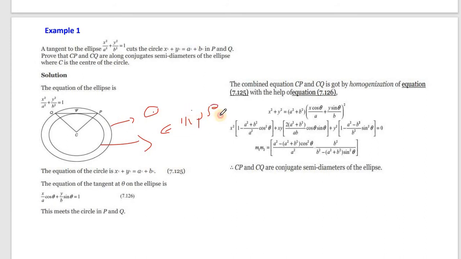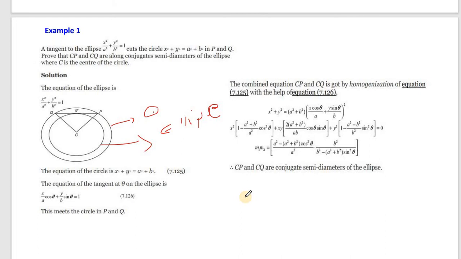By reading the question again and again, you will know what is what, and the diagram will come out correctly. So the equation of the ellipse is this one, and the equation of the director circle is this. Equation of the tangent at theta on the ellipse: this one is the tangent, and any point on it is a cos theta, b sin theta. So x by a cos theta plus y by b sin theta is equal to 1 is the equation of PQ.